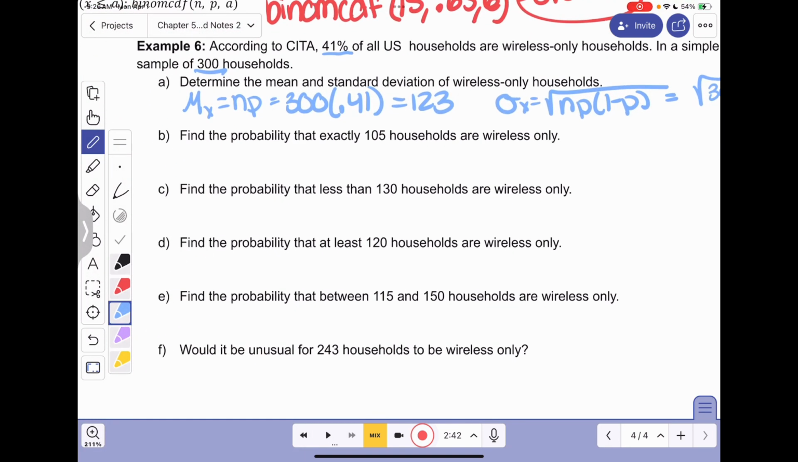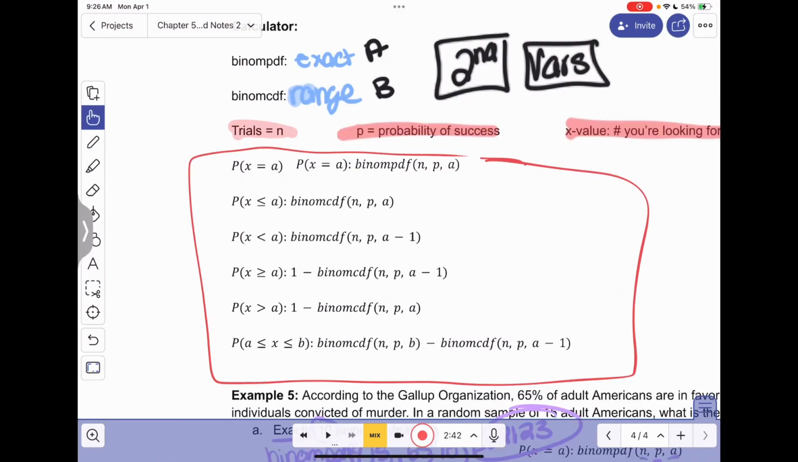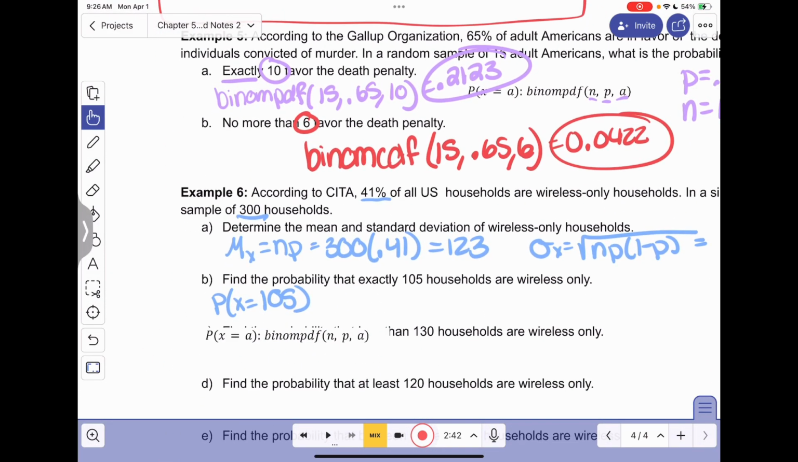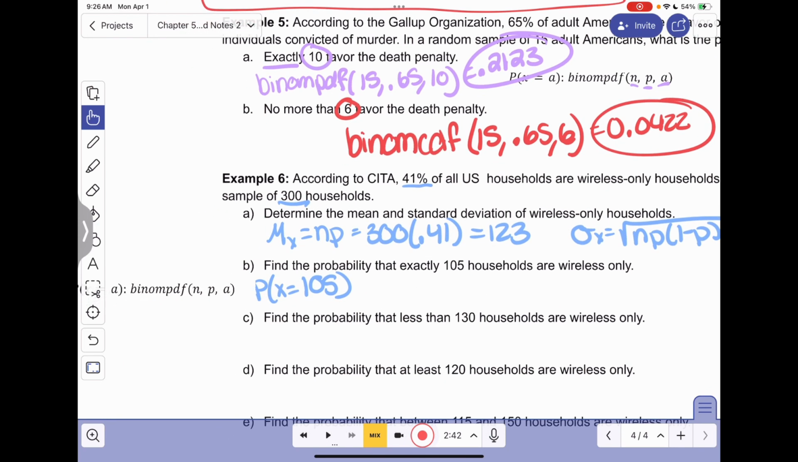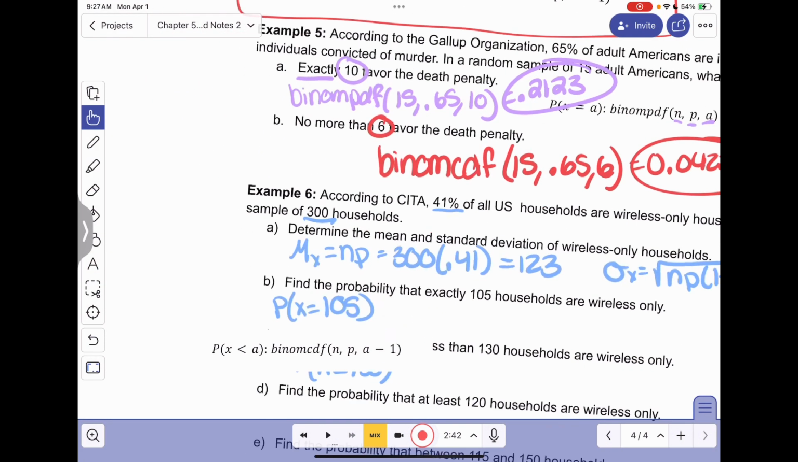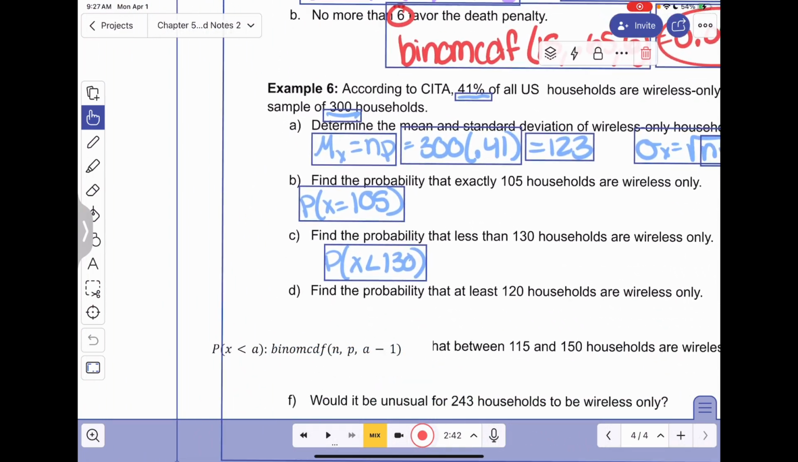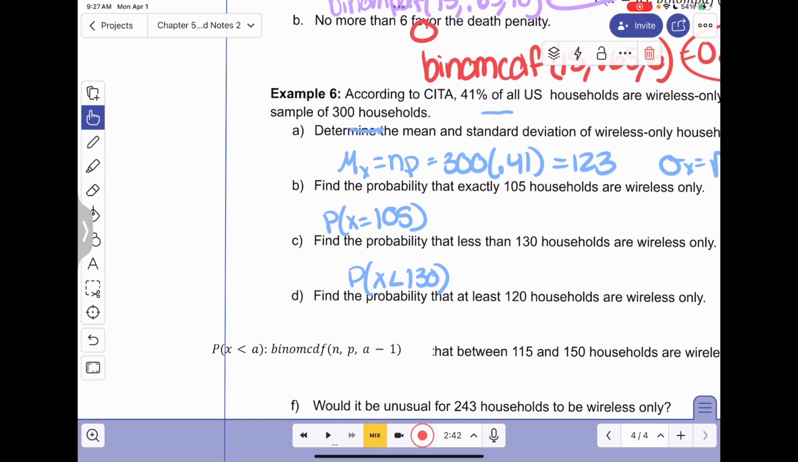Now let's do these. So exactly is equals. So that's going to take our PDF here. And then less than 130. So that's going to be this less than 1. Oop, things are moving. Why are they moving? What's happening?